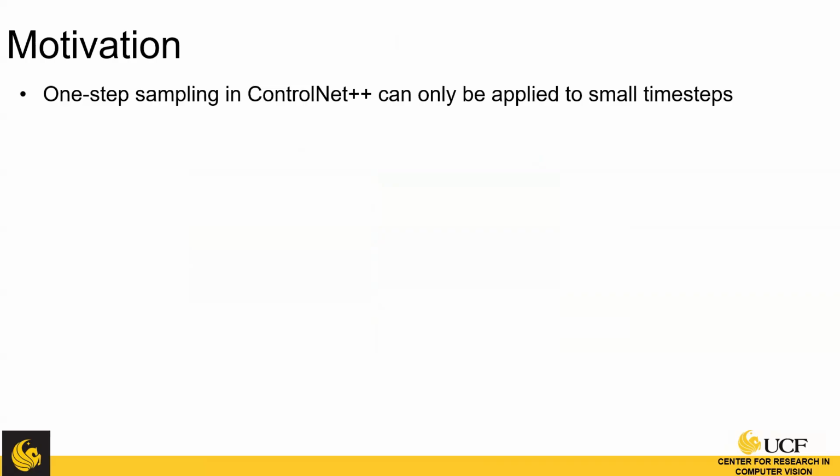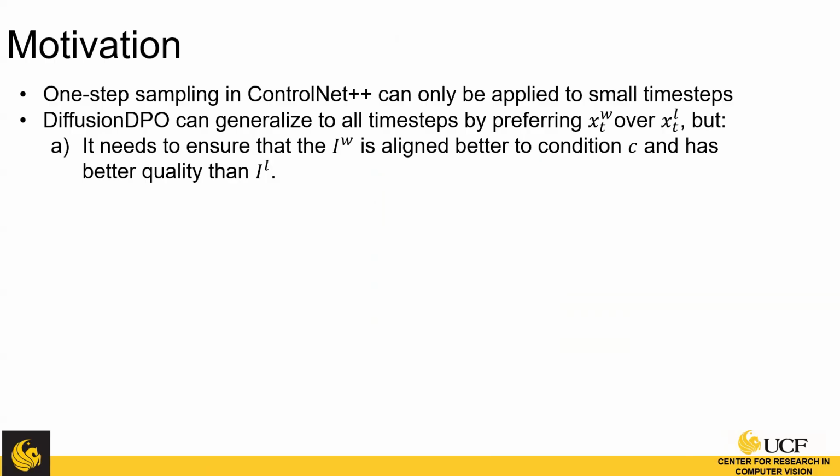Our motivation is that the one-step sampling in ControlNet++ can only be applied to small time steps, such as time steps smaller than 200, but there are a total of 1,000 time steps in the diffusion process. Applying diffusion DPO can generalize to all the time steps by preferring the winning image over the losing image. However, it first needs to ensure that the winning image aligns better to the input condition to improve the controllability. And it also needs to ensure that the winning image has better quality. Otherwise, it introduces noise to the quality aspect during training.